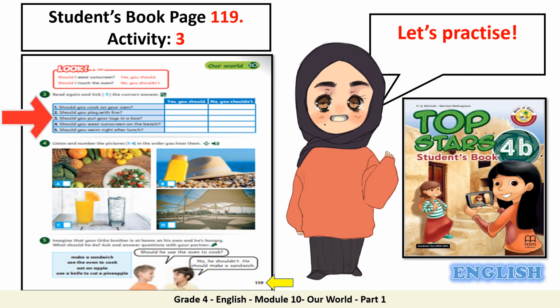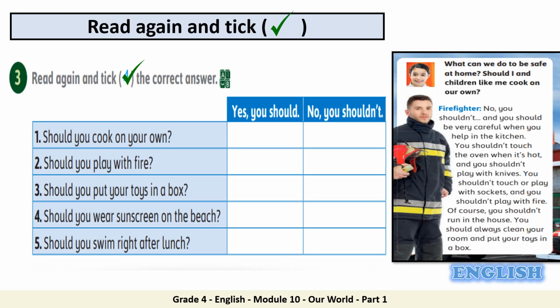Let's practice. Turn to your student's book, page 119, activity number 3. 3. Read again and tick the correct answer. You have 5 questions. You should read them carefully and answer with yes you should or no you shouldn't. Don't forget to highlight the keyword in the question, then refer to the text and highlight your answer. Now let's start by doing number 1 with you as a model.